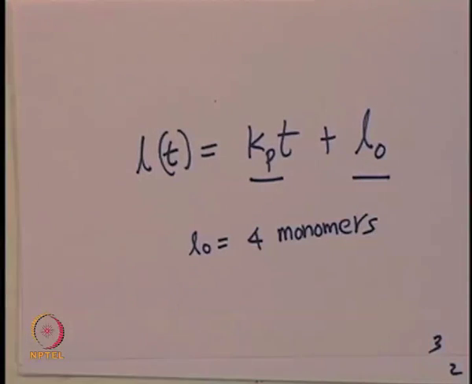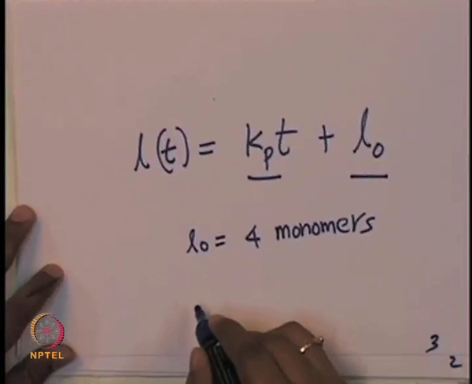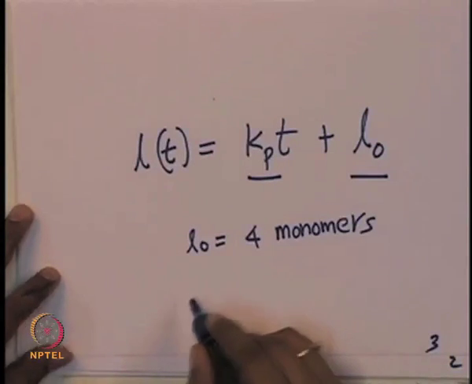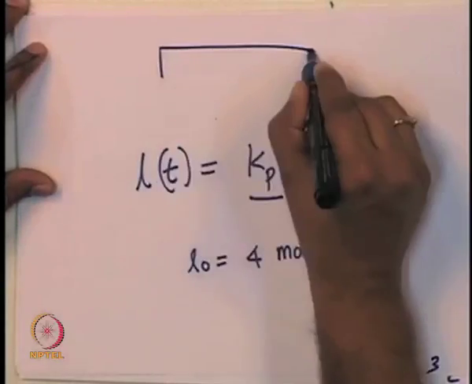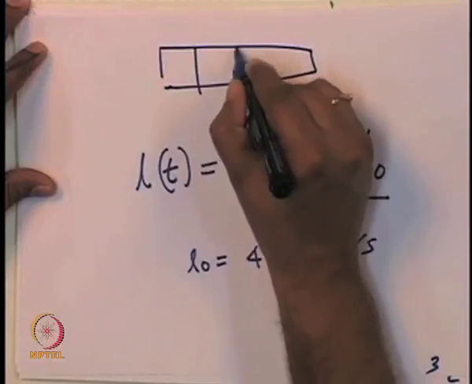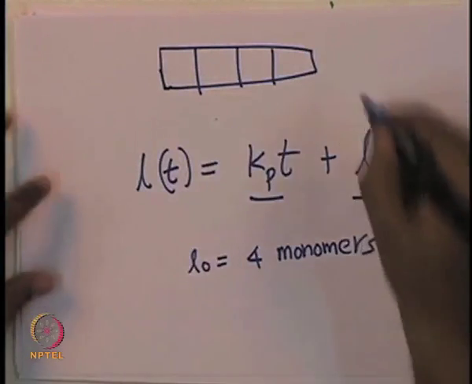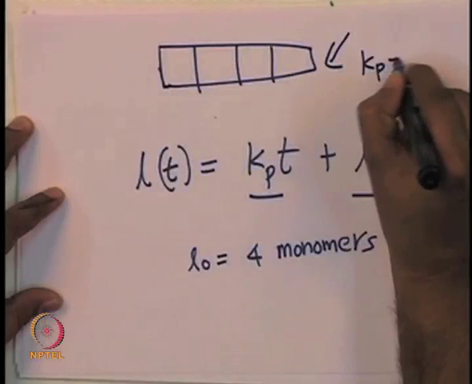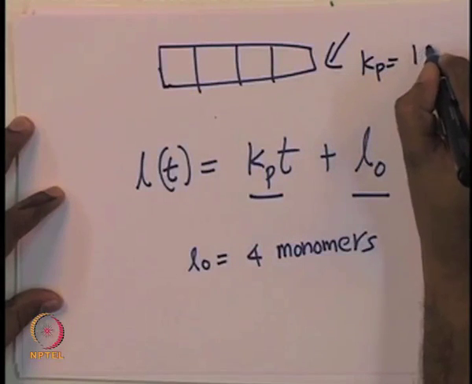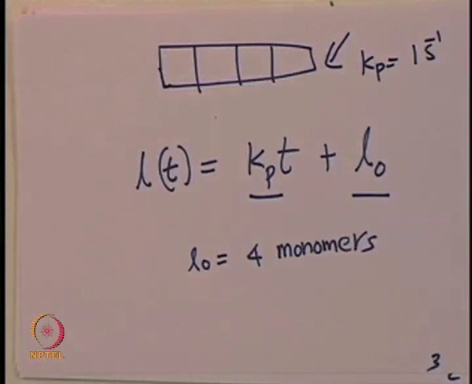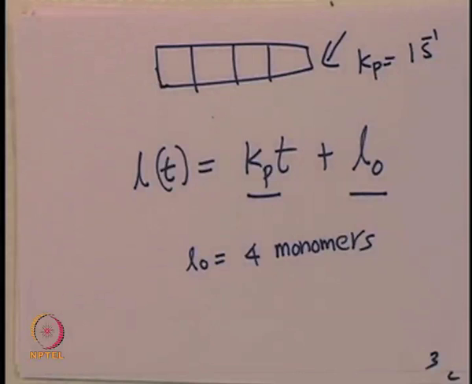So, L0. Let us say to begin with, we have a polymer which has 4 monomers. Now, you add monomers with a rate Kp, and let us call this Kp as 1 per second. So, in every second, 1 monomer will be added. That is what Kp equal to 1 per second means. The rate of addition is, every second, 1 monomer will be added and it will polymerize.